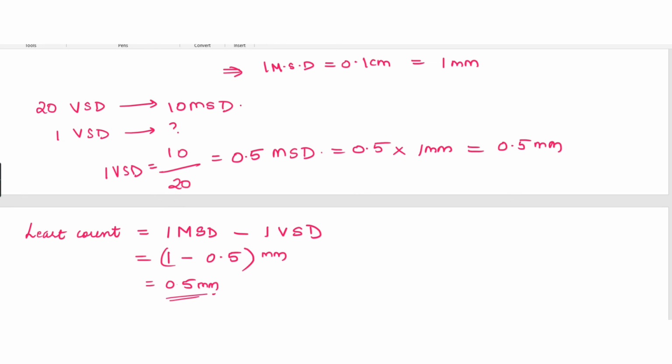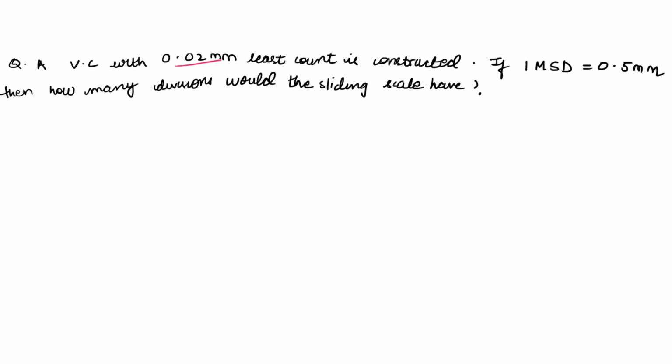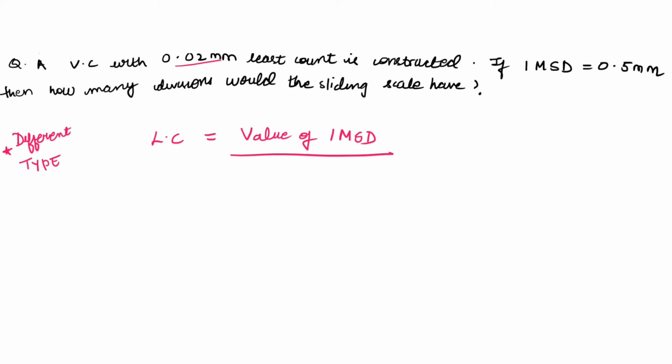Now let's look at another question, a little different type, and let's see how to solve them. A vernier scale with 0.02 mm least count is constructed. If 1 MSD is 0.5 mm, then how many divisions would the sliding scale have? Here the sliding scale is nothing but vernier scale. How do you solve this question? For this you have this formula: least count is equal to value of 1 main scale division by total number of divisions in vernier scale. If you remember this, then the job is easy.